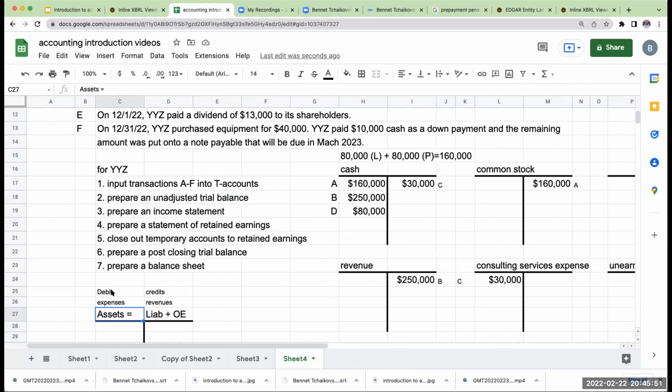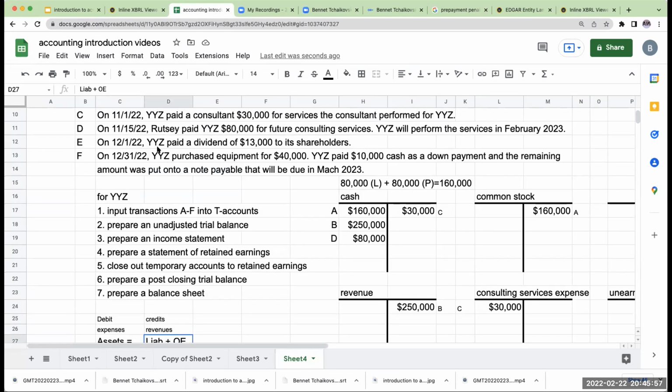So I got this cash, which is an asset. I'm going to record that asset with a debit. Unearned revenue is a liability. I'm going to record that with a credit. Over here, December 1st, I paid a dividend of $13,000 to my shareholders. If I'm paying a dividend, my cash is going down. So I'm going to credit cash over here for the letter E.